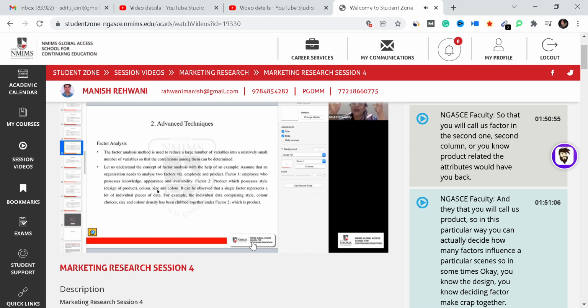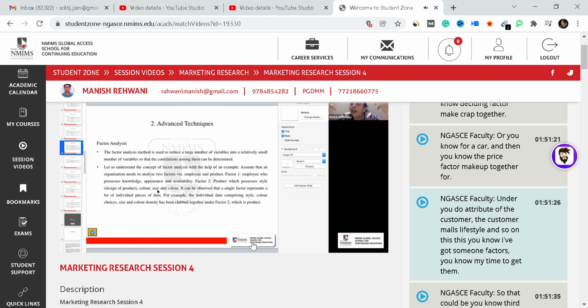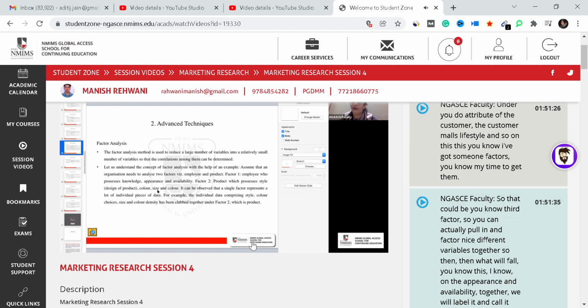So in this particular way, you can actually decide how many factors influence a particular sale. Sometimes the design factor may club together for a car, and then the price factor may club together for a car, and the attributes of what the customer wants, lifestyle, customer factors might come together. So that could be the third factor. So you can actually pool in and factorize different variables together.